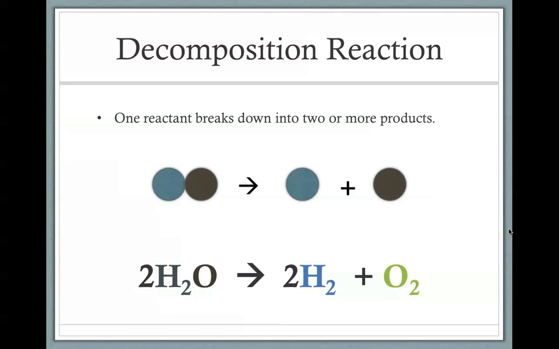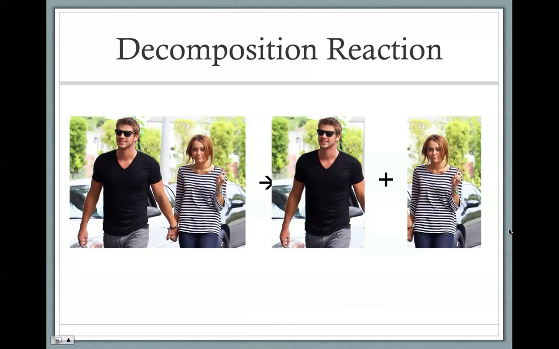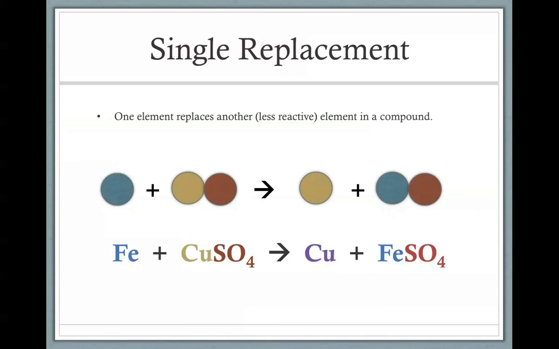And again, this can be represented in real life by any couple that breaks up, and that is symbolic of a decomposition reaction. All right, single replacement. One element replaces another less reactive element in a compound. So if you look down at the bottom, you're always going to see a single element and then a compound as your two reactants. And what happens is that single element is basically going to come in and kick out the positive metal ion and take its place.